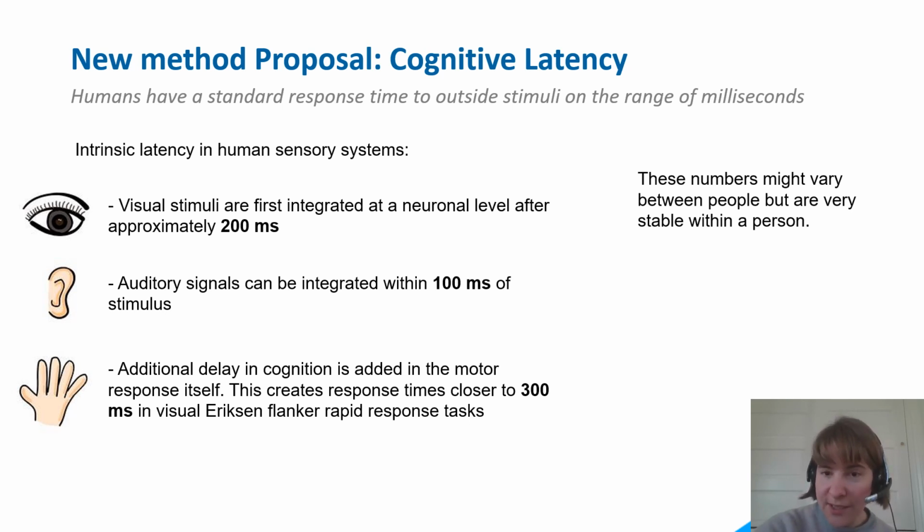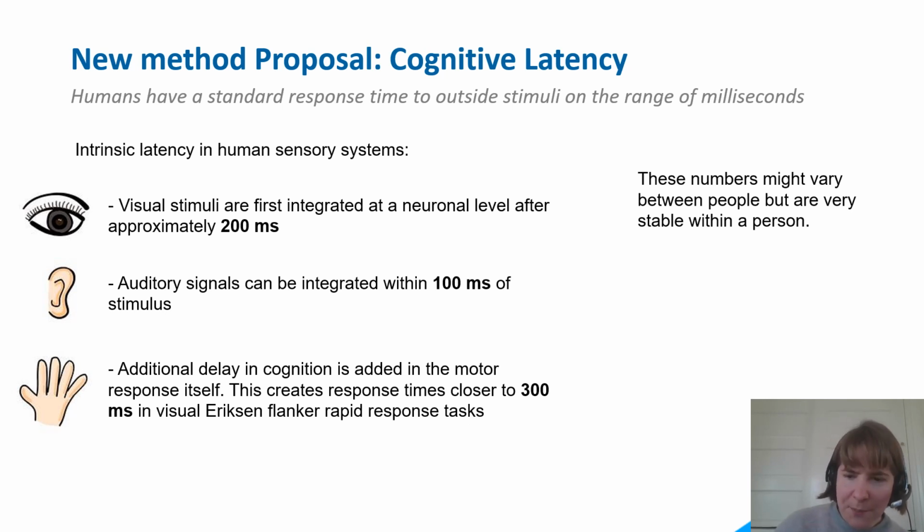Humans respond to outside stimuli in a very specific range of milliseconds. For example, visual stimuli are integrated at a neuronal level in about 200 milliseconds. The auditory signals are a bit faster, around 100 milliseconds. And there are additional delays in cognition that are added by the response. So if you're asking people to see something and perform a task, then it will be closer to 300 milliseconds, which is similar to the Eriksen flanker response task, in which people are asked to move in one direction and they move. There is more detail about these different cognitive latencies in our paper.